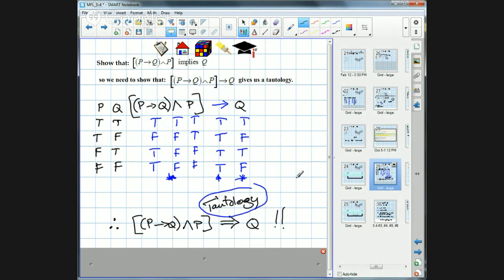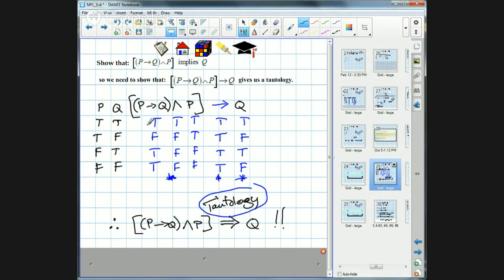Okay, so here's the problem. Look at the top. It says show that this thing in brackets implies Q. So here's how I set it up. I got to set it up where the word implies is. I got to put an if-then statement, and then I have to show that this thing turns out to be a tautology. So I set up the truth table. Here's what I want to show is a tautology. The good news is there's still only 2 letters, so it's still only 4 rows.